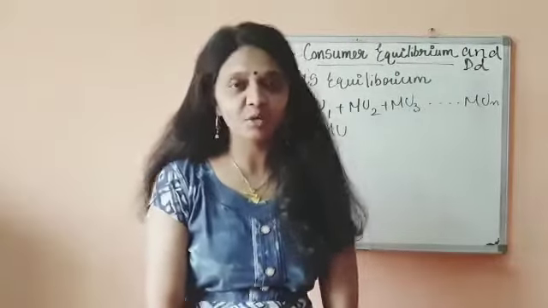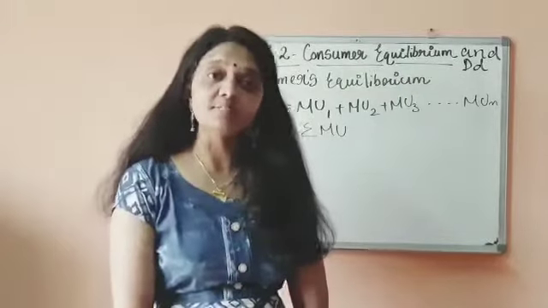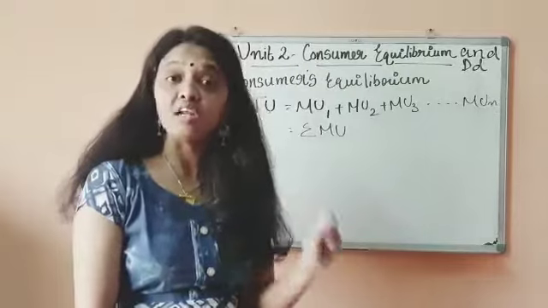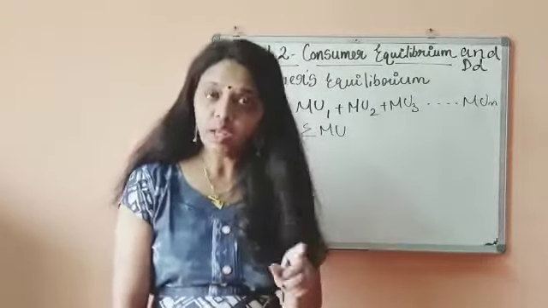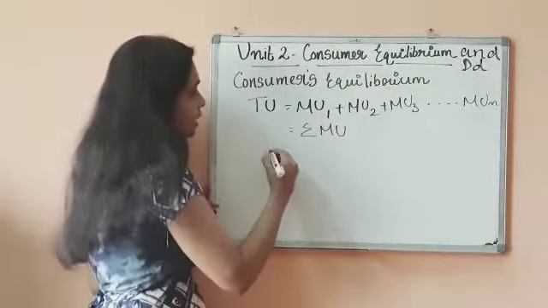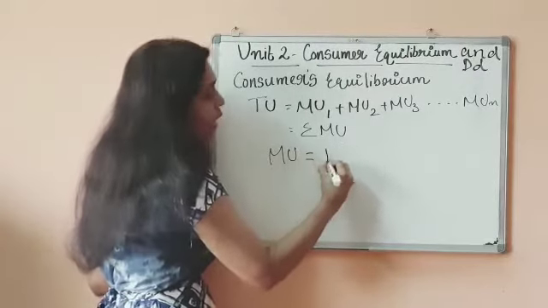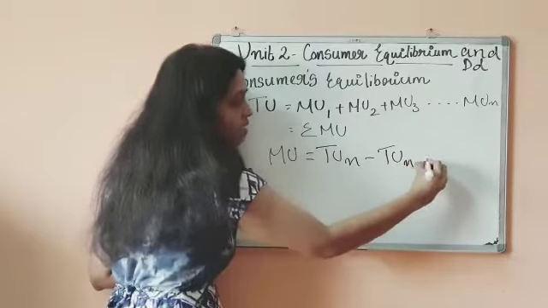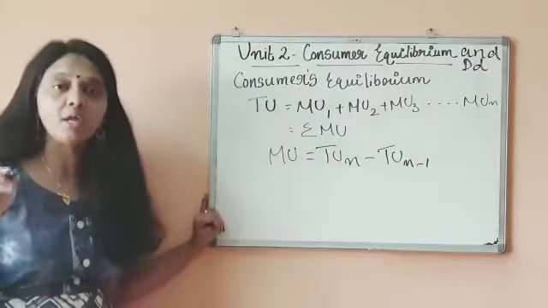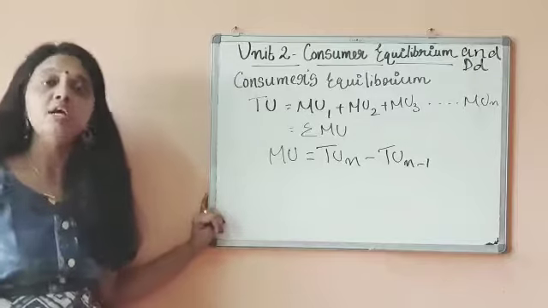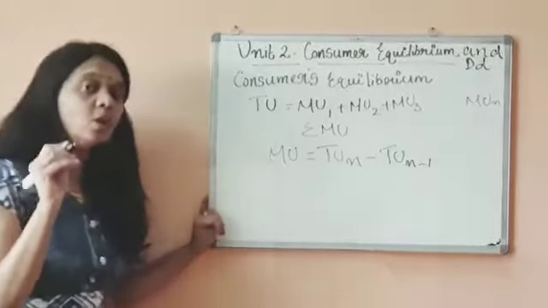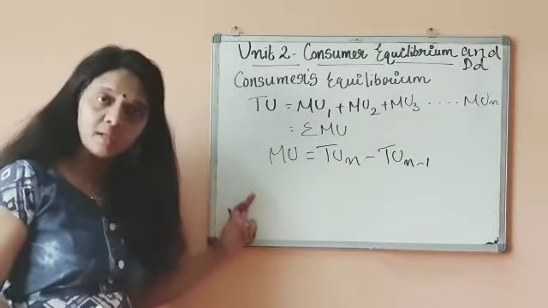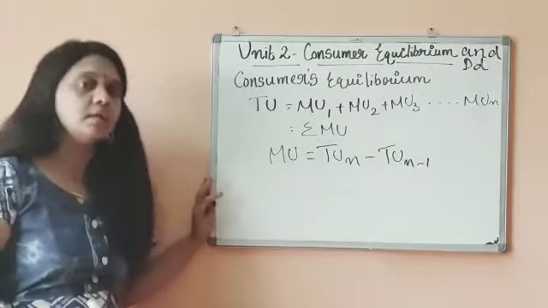Marginal utility is the utility derived from the consumption of an additional unit of a commodity. That is marginal utility. I am going to give you the equation. Marginal utility is equal to TUn minus TUn minus 1. When I am simply writing equations, you will not be able to understand. So I am going to explain the law of diminishing marginal utility with the help of TU and MU. Then it will be very clear to you.